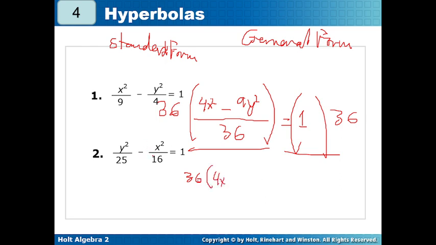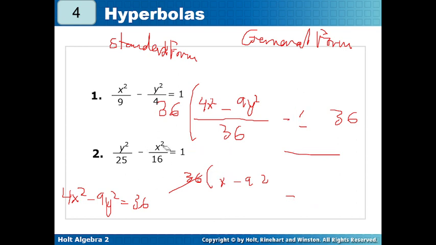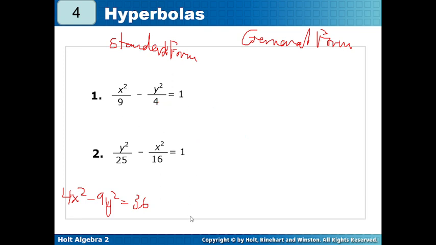If we multiply both sides by 36, it could go as 36 multiplied by 4x squared minus 9y squared, all over 36, is equal to 36, right? In this case, we could cancel 36. So we could have 4x squared minus 9y squared is equal to 36. Do you think that this is the final answer? Is this the final answer? Alright, so this is our final answer.